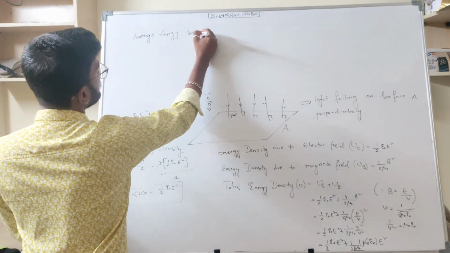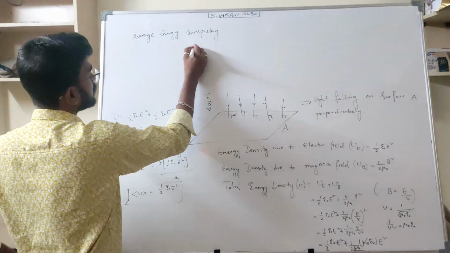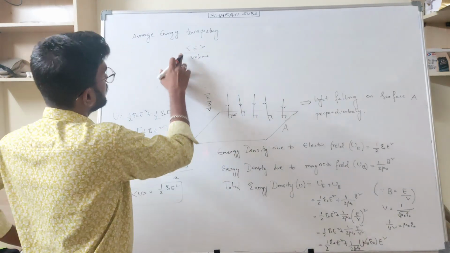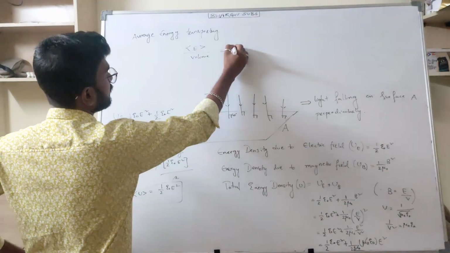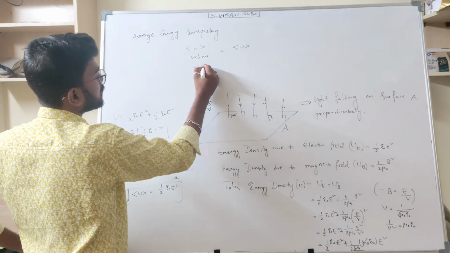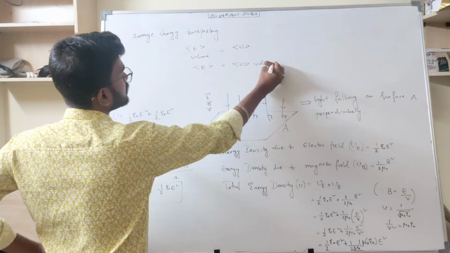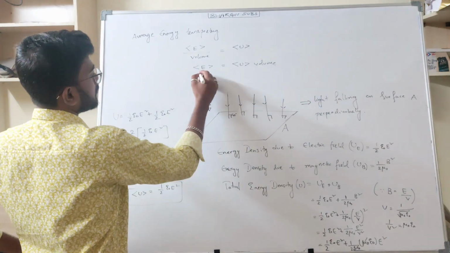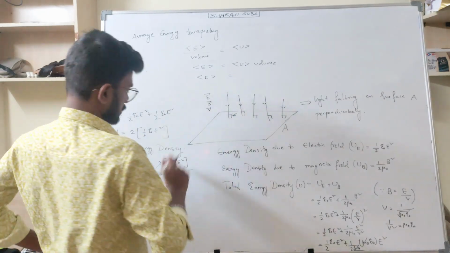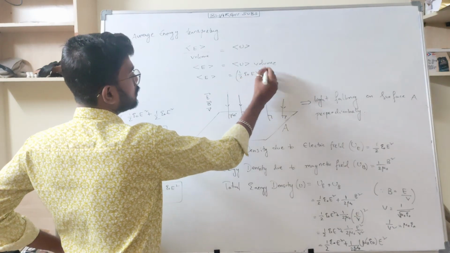What is the average energy transporting? E by volume. So E by volume, the general formula, is equal to average energy density. Now I want average energy transport, so average energy transport is equal to average energy density into volume, right? Correct. Now what is the average energy density? Half epsilon naught E square, half epsilon naught E square into volume.